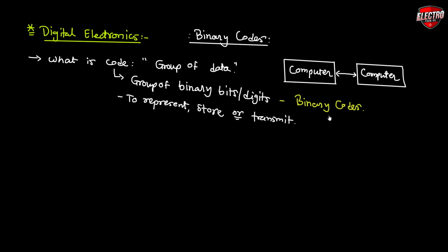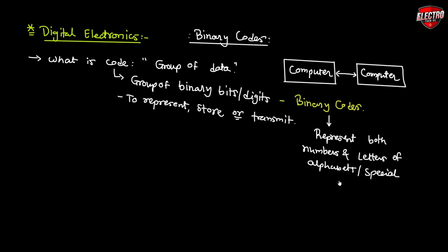These binary codes are used to represent both numbers and letters of the alphabet, as well as many special characters and control functions. They are classified as numeric or alphanumeric codes. Numeric codes are used to represent numbers.